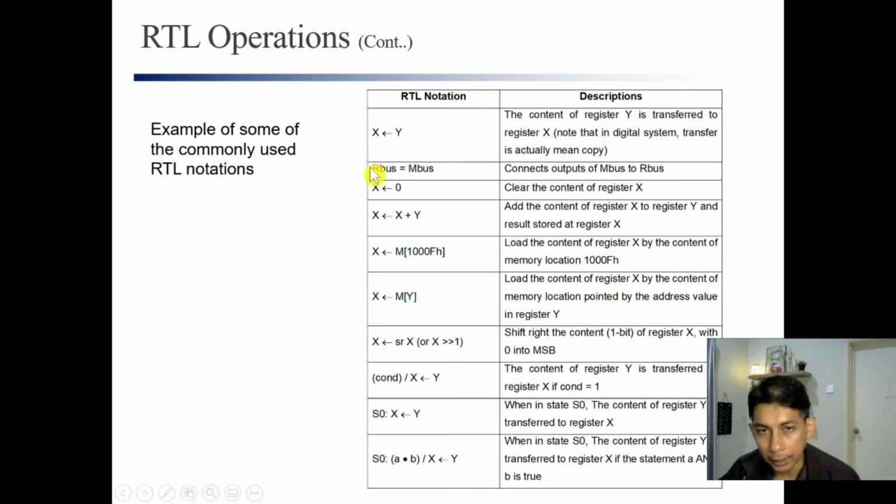So same thing here. This is a notation, not a programming language, not the programming syntax, but a notation that describes the operation of the data in our circuit. It is written like this. For example, if you have two registers X and Y.